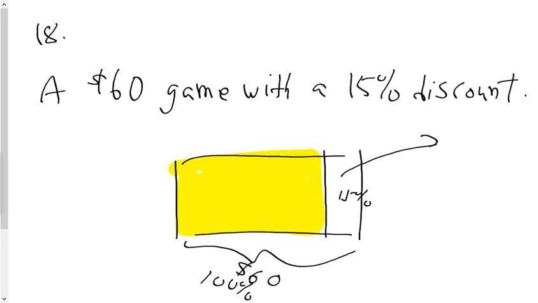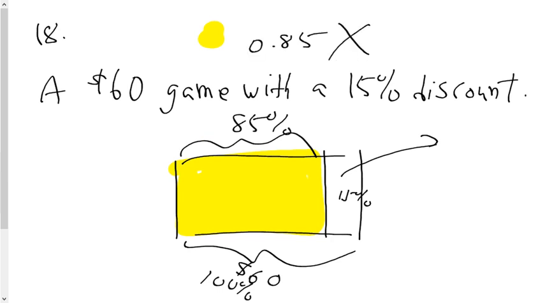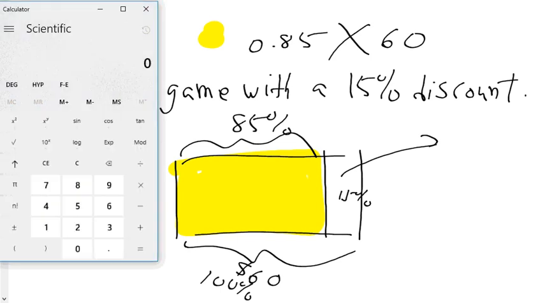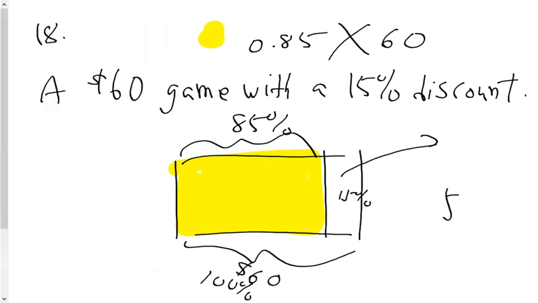So 85%, is that game going to work? It's going to be 85% of the original cost of the game, 60, which means 85% of $60 is $51. So therefore, it's going to be $51.